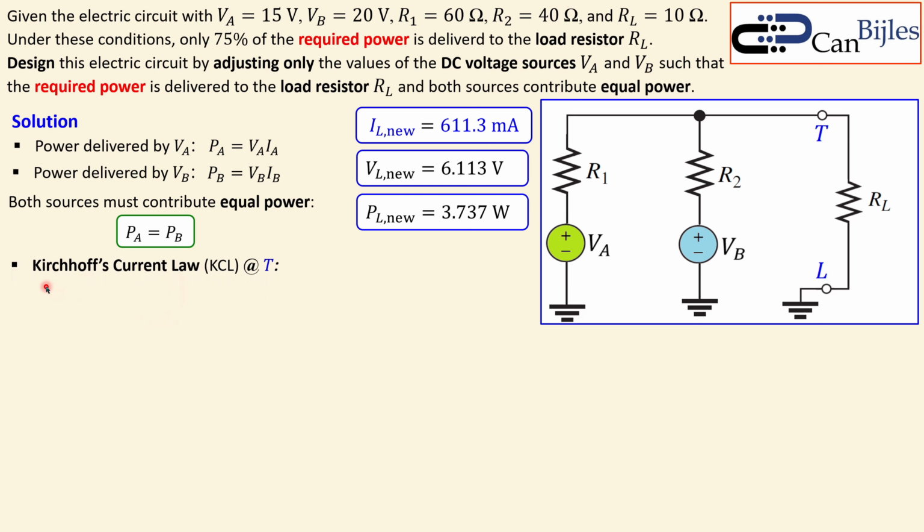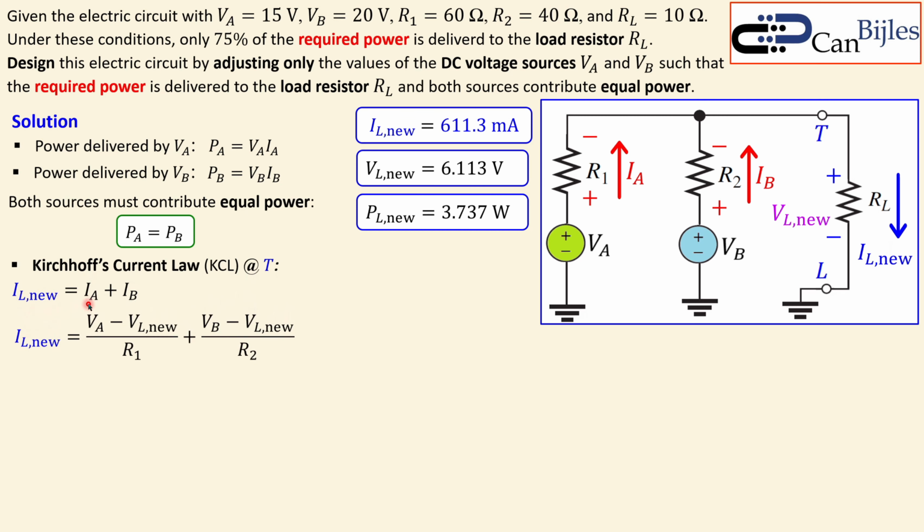So we can say Kirchhoff's current law at this node T. We can apply that by assigning these two currents. So I can make IA and IB now. These are the currents. And now we can say this new load current must be produced by IA and IB together, because we know this current is equal to IA plus IB. That is because these two come together in this node and then produce the new load current.